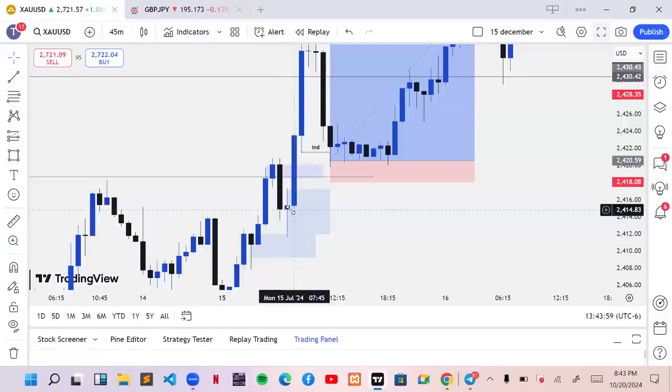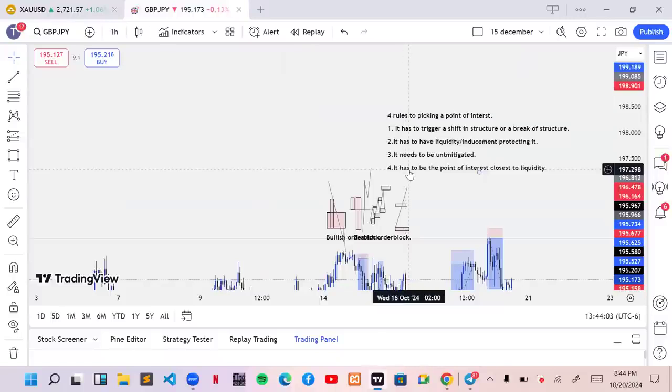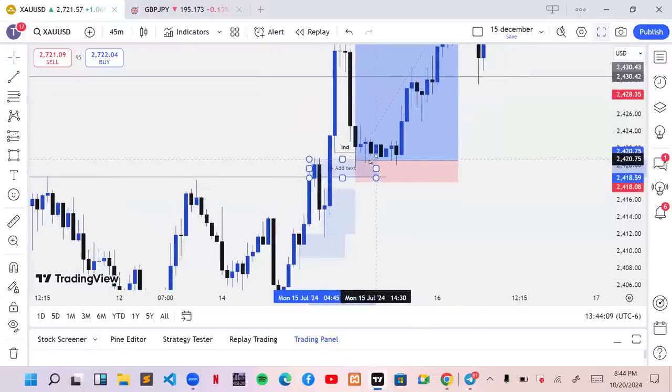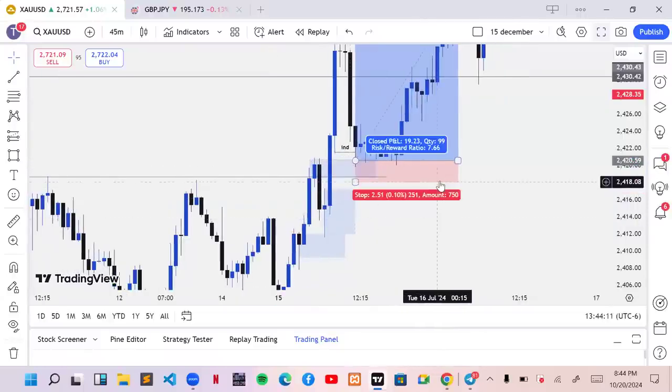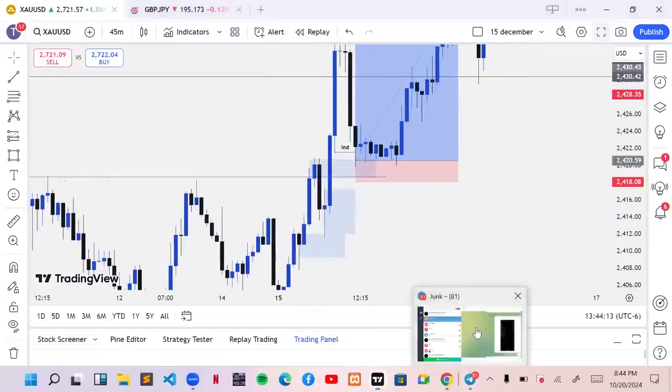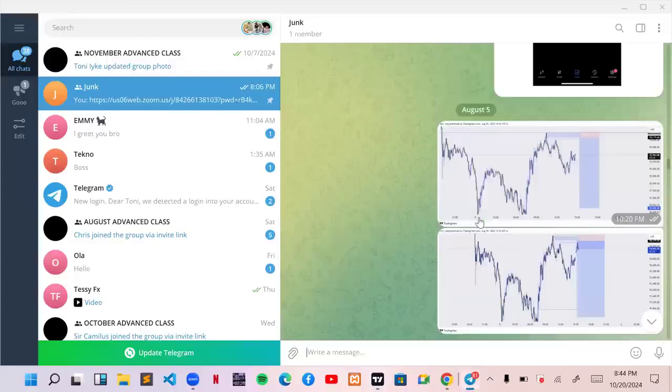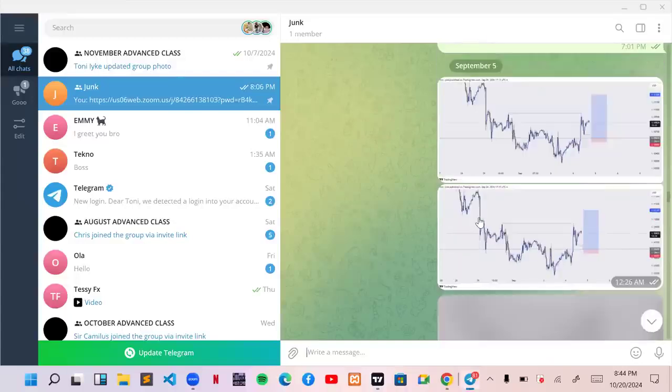But which point of interest are we going to use? The fourth rule, we pay attention to it. That should be the point of interest that's closest to liquidity. That was why this breaker block was used as entry. And then as price tapped it, it started reversing. I think I have the trade for them, so let me see if I can find it.